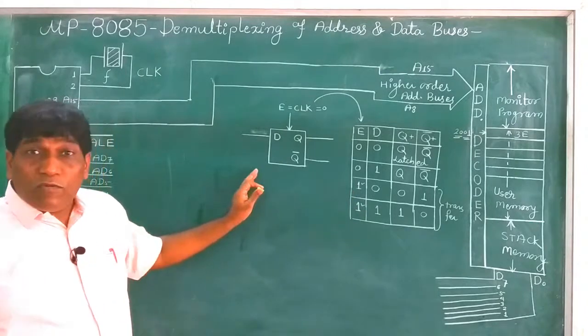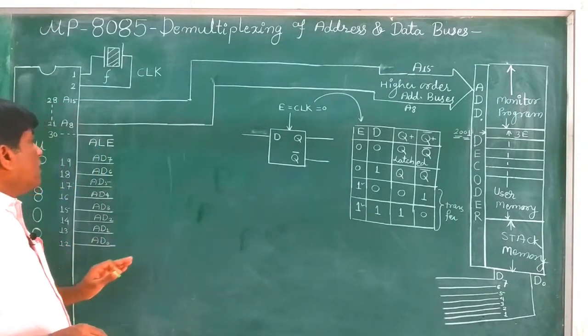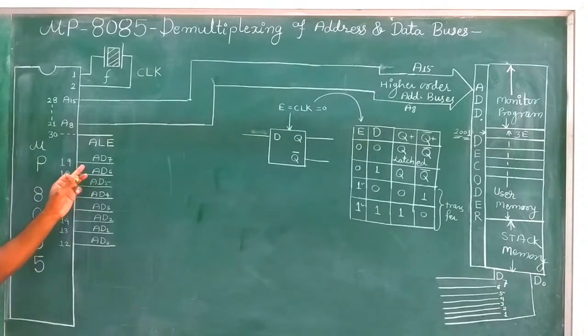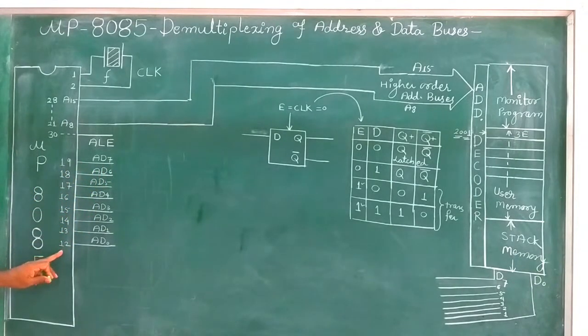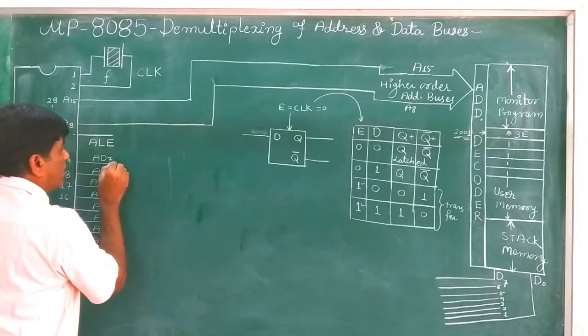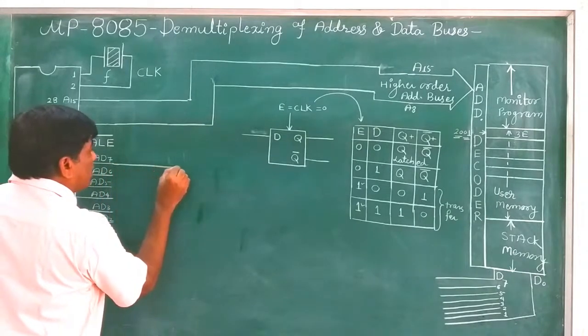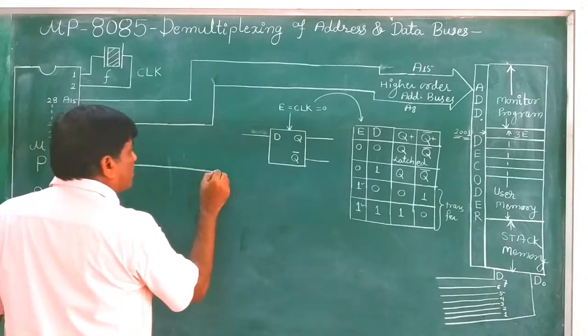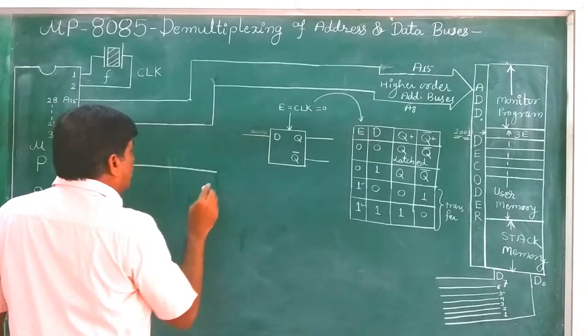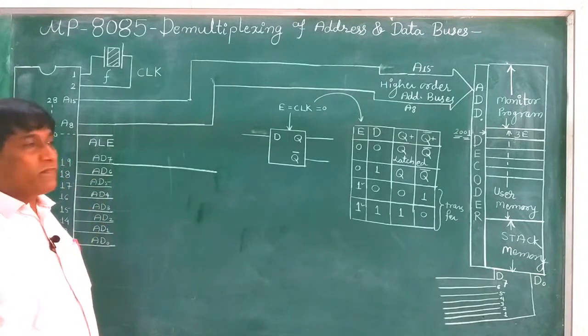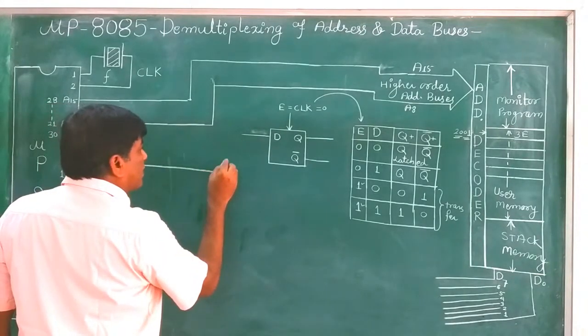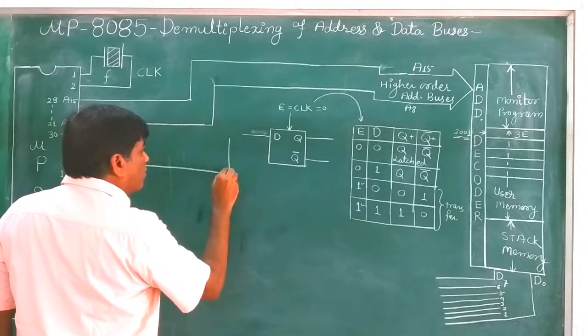Now we are coming back to our lower order address. We have lower order address buses from pin number 12 to 19. A total of 8 buses are there, which are AD0 to AD7. Now these 8 buses are to be demultiplexed, which means the address on these buses must be extracted. Suppose we first understand only one wire. Suppose this address is to be extracted and held. How can it be held?